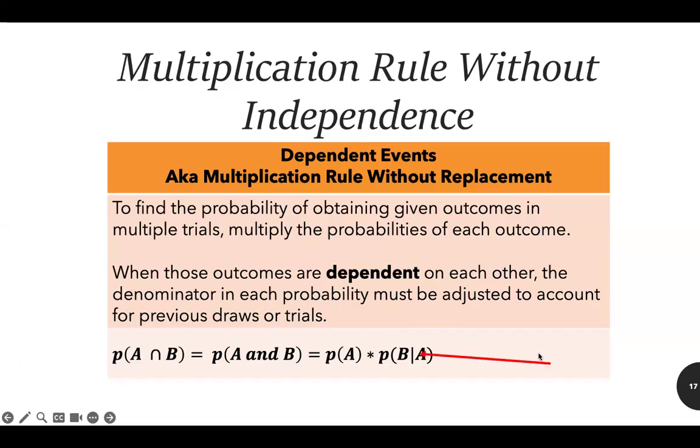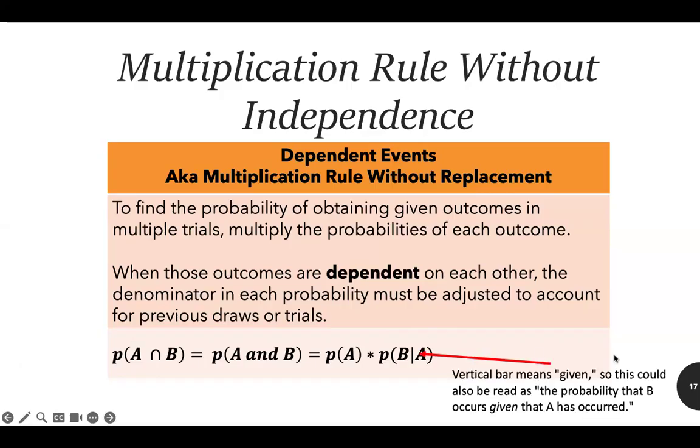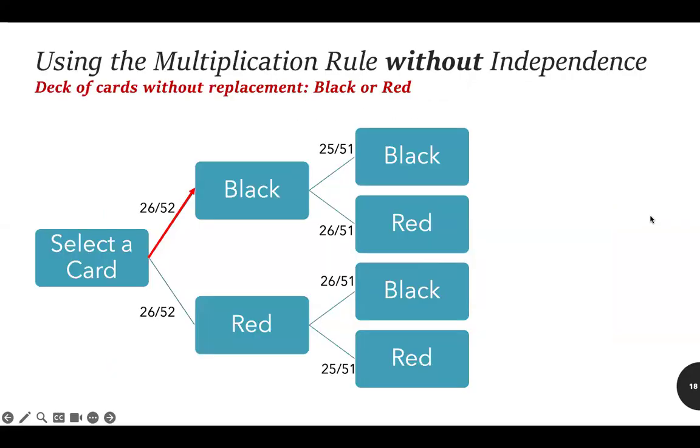And this is just a little note in your PowerPoint that the vertical bar means given. So the probability that B occurs given that A has already occurred. So again, we're talking about multiple events, and this is not like with the coin flip where it doesn't matter what happened before. You always have a 50% chance of flipping a heads or tails. And so those are independent events. This is where we have dependent events.